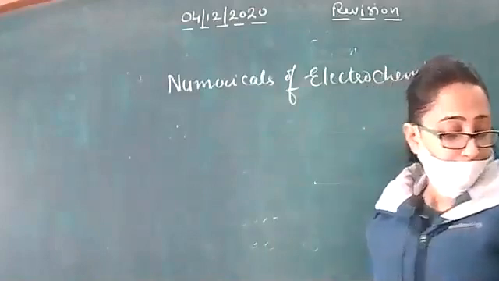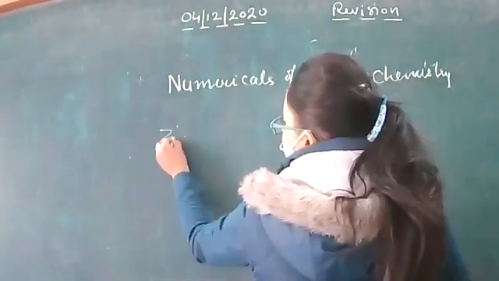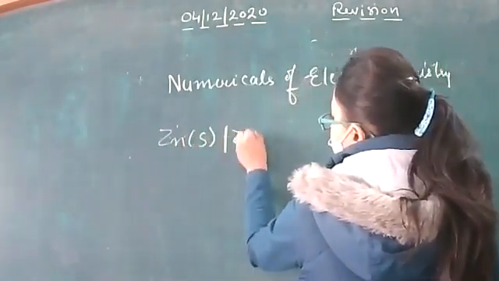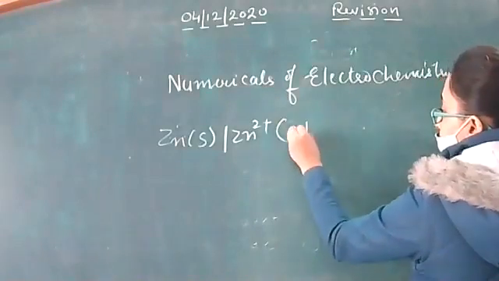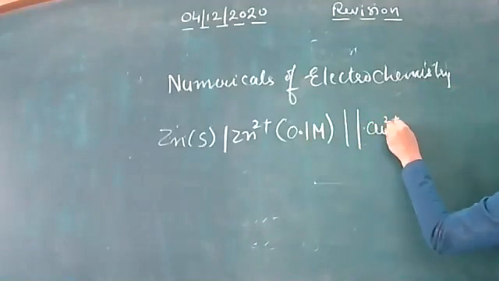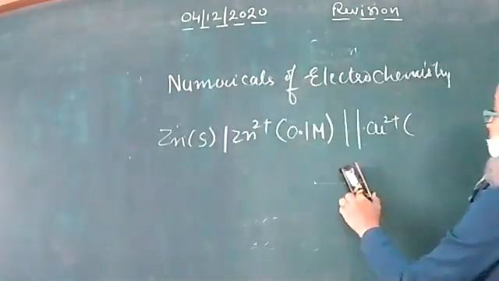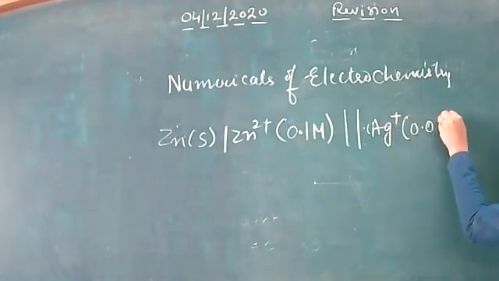You have to calculate the EMF of the cell. You are given with, write down, this is 0.1 molar. And the concentration of the silver ion, in the zinc and silver cell, the concentration of the silver ion is given as 0.01 molar.